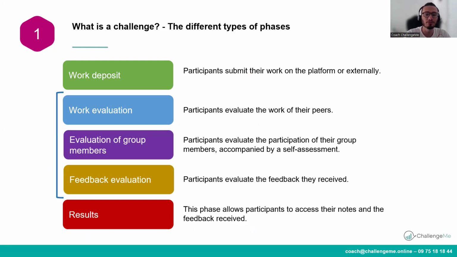Before explaining how you can use the new assessment features, just a quick reminder regarding what a challenge is, to understand where you will be able to add the new assessment method. What we call a challenge is a peer review activity, and in a challenge, you can add different kinds of phases. Here you can see the five types of phases that we have. And we will be able to add assessment criteria in three kinds of phases: the work assessment phase, the evaluation of group members phase, and the feedback evaluation phase.